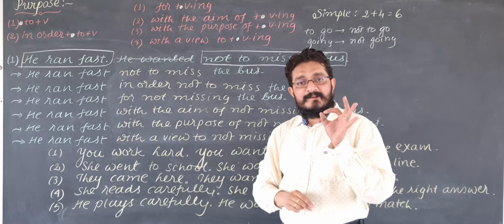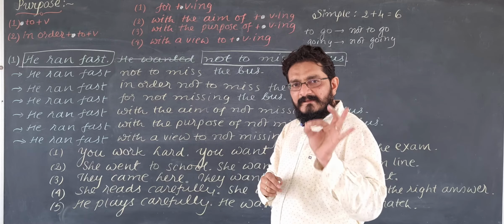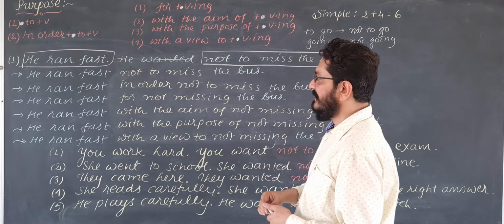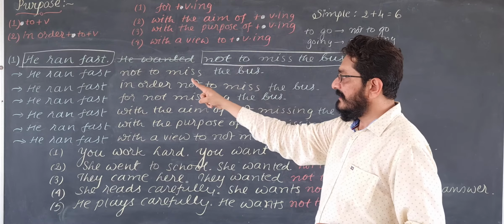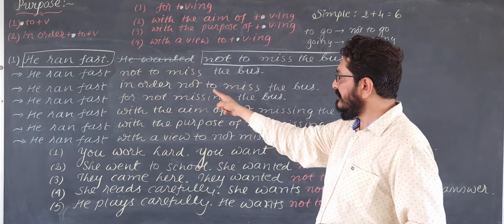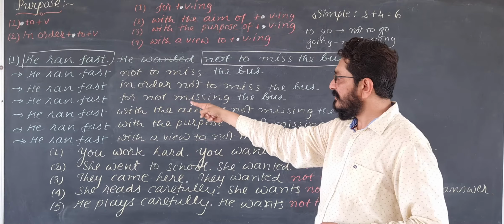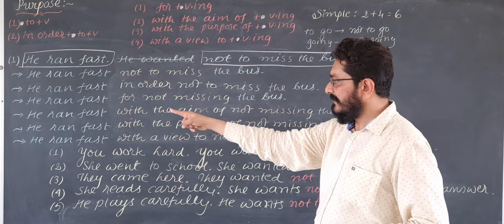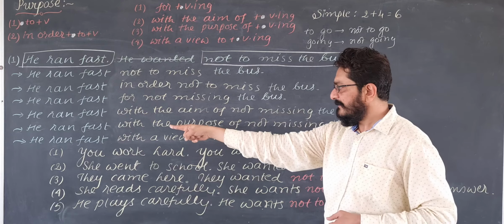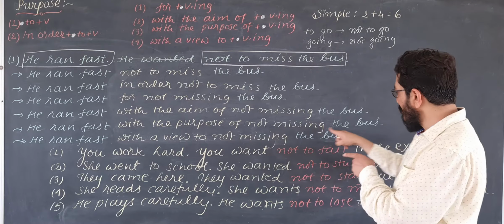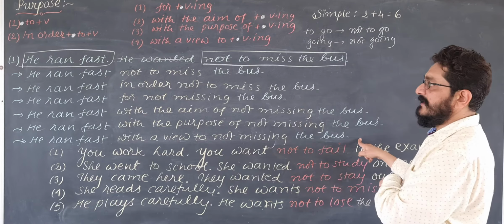Now, you have to sing with me, though you are at your home. Sing with me loudly. He ran fast not to miss the bus. He ran fast in order not to miss the bus. He ran fast for not missing the bus. He ran fast with the aim of not missing the bus. He ran fast with the purpose of not missing the bus. He ran fast with a view to not missing the bus.